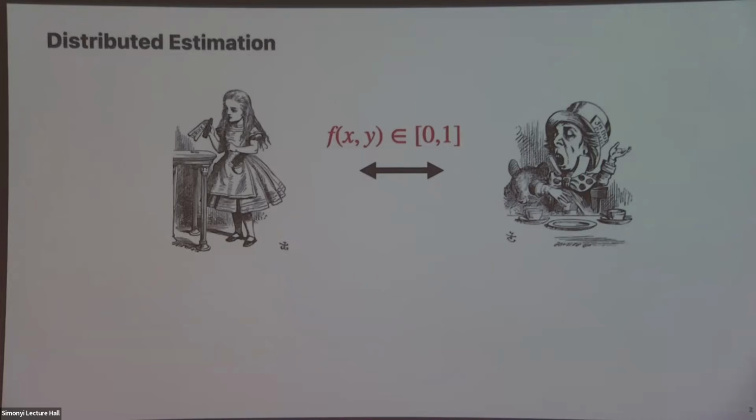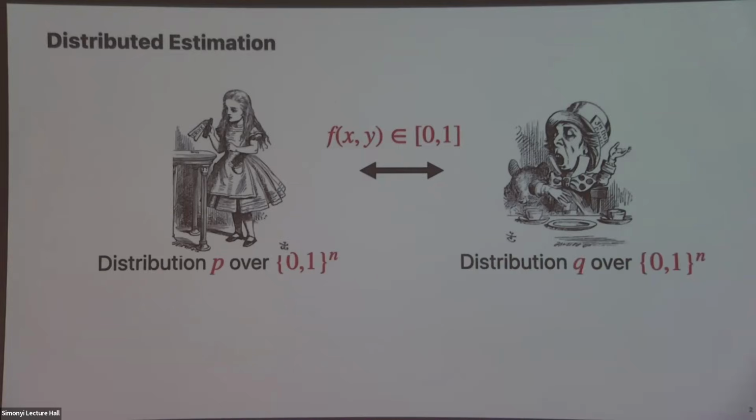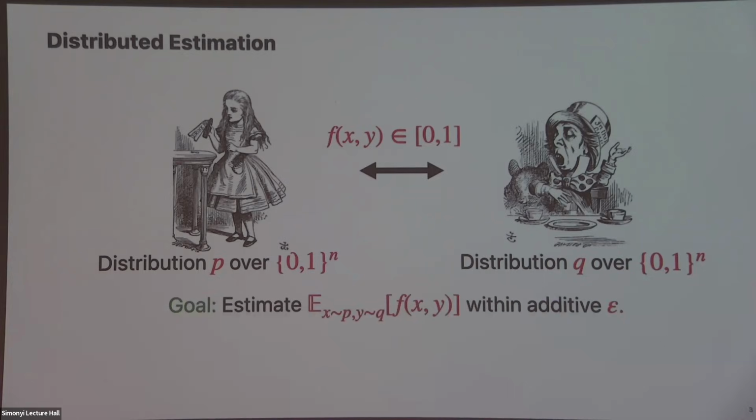We're going to introduce this problem called distributed estimation, where as before, you have a function f(x, y) on the inputs. The change now is that Alice will have a distribution P over {0,1}^n rather than a single input. Bob will hold another distribution Q. And their goal is to estimate the expectation of f(x, y) when x is drawn from P and y is drawn independently from Q to within an additive epsilon.